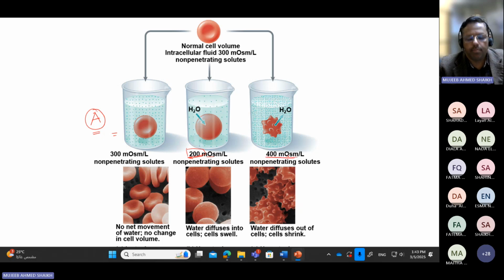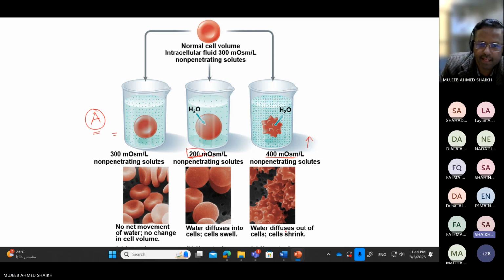Is it hypo or hyper? Hypertonic. So more concentration of water inside the cell and less outside the cell. What will happen to the water? Will move from where to where? Outside the cell, and the cell will shrink. Yes, here is the answer. These are the answers written here.